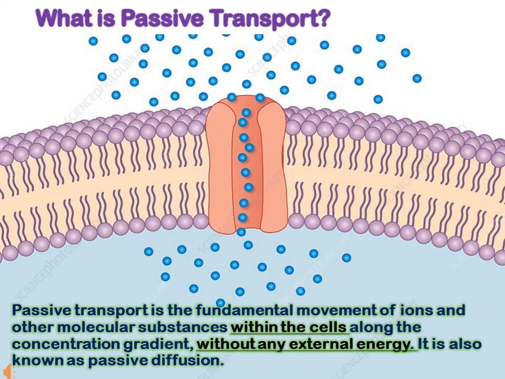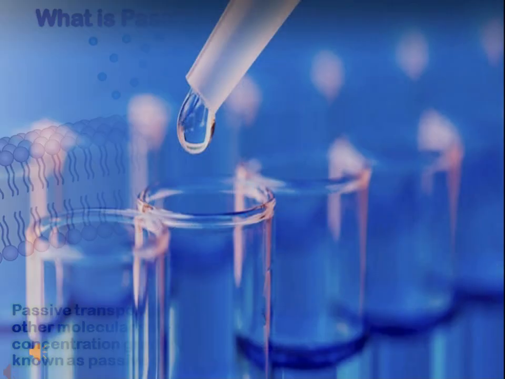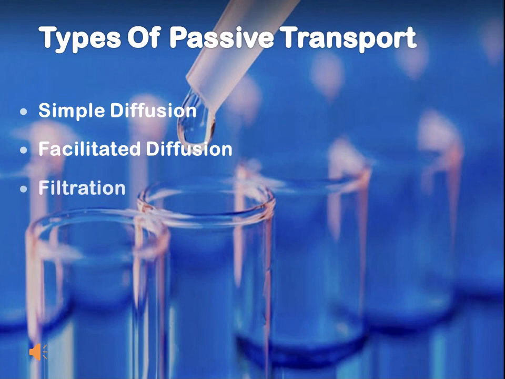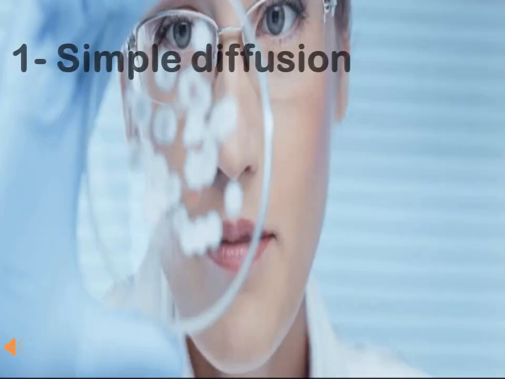The first type we're going to discuss is passive diffusion. It is the primary movement of ions within the cells along the concentration gradient, from high to low concentration. It does not consume energy. Passive transport has four types: simple diffusion, facilitated diffusion, filtration, and osmosis.